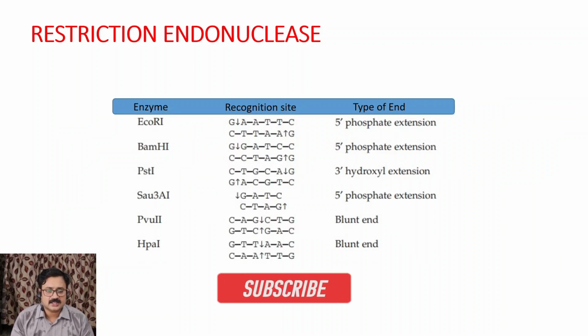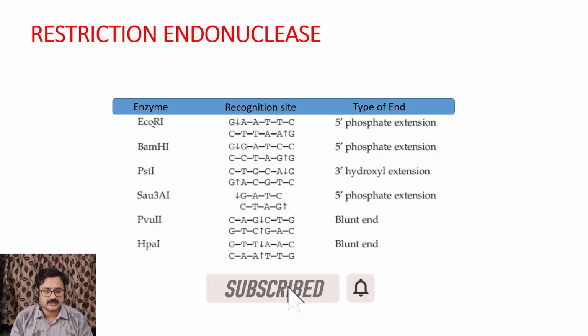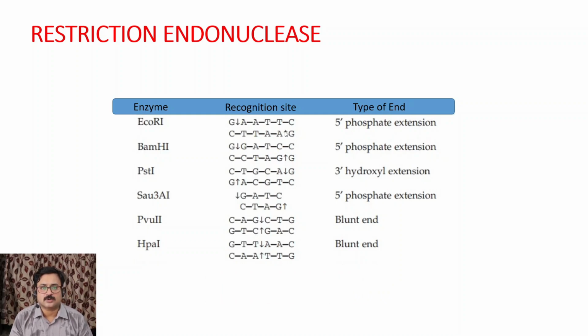Okay, and these are examples of a few restriction endonucleases, the most common ones. These are the recognition sites, and this arrow shows at what position they cause the cleavage, and this is what type of end or fragment each produces, whether it is a blunt end or a staggered end.